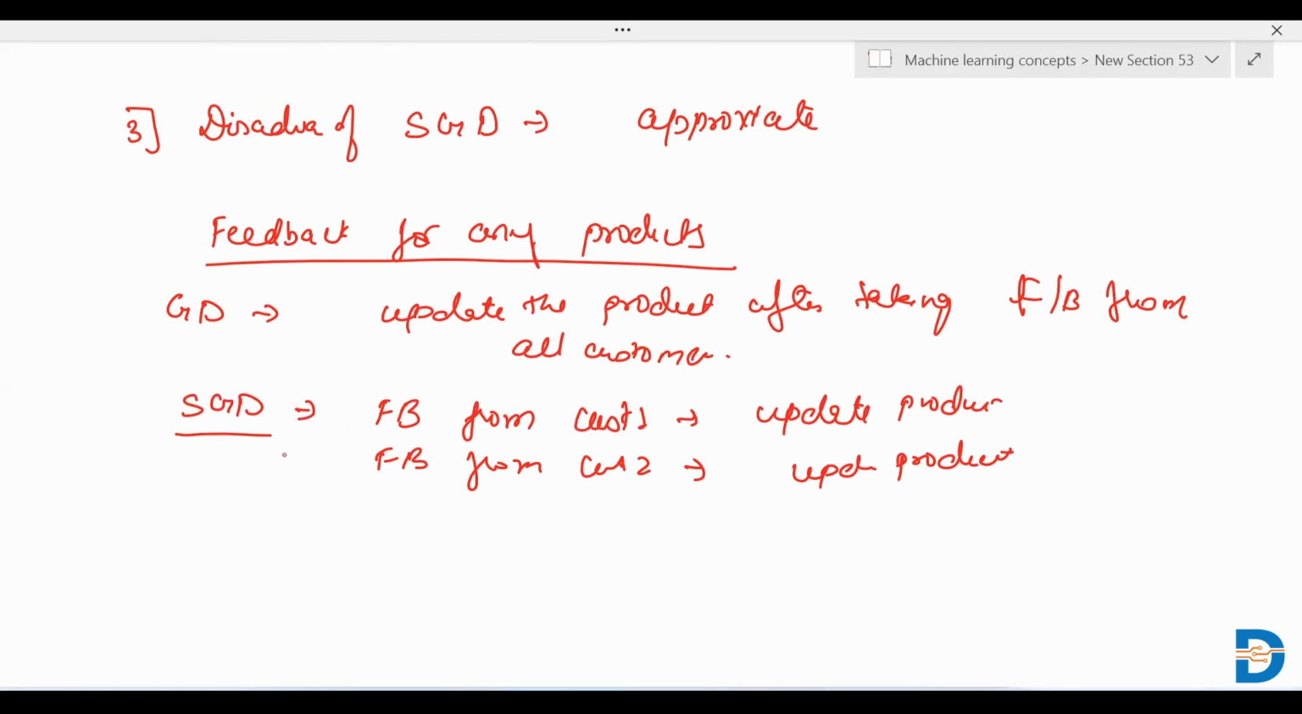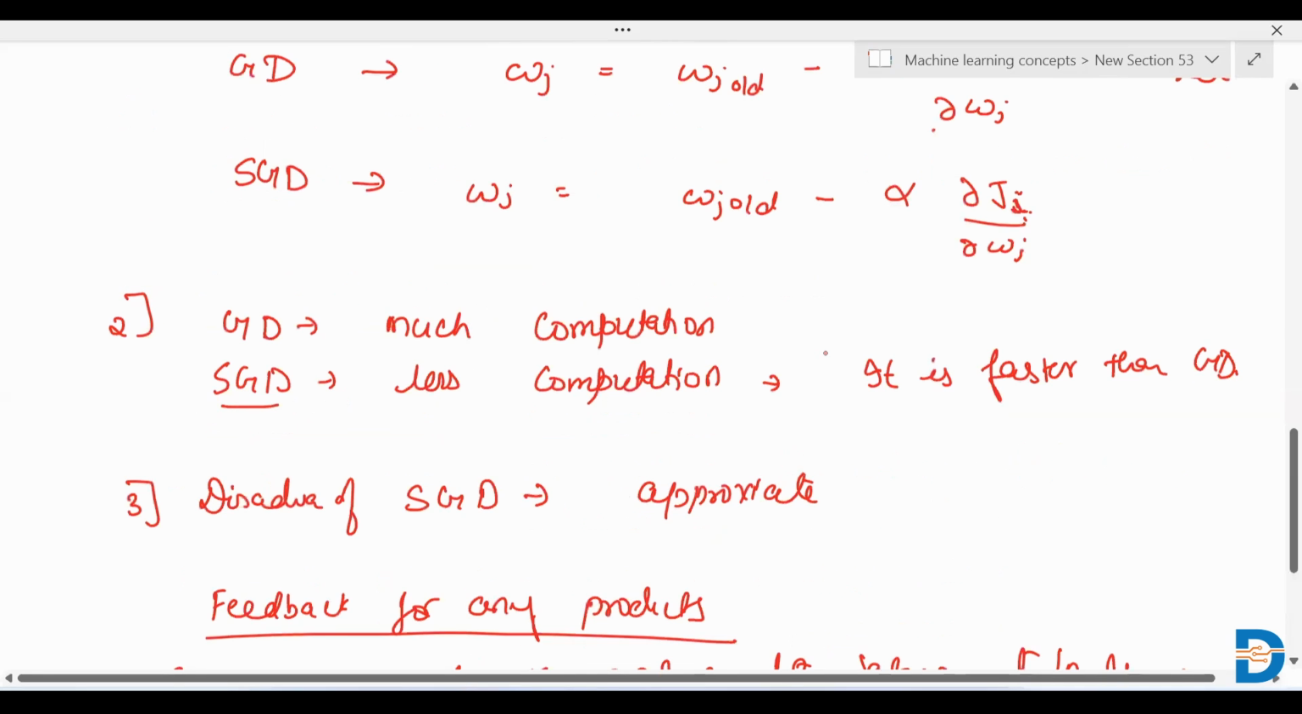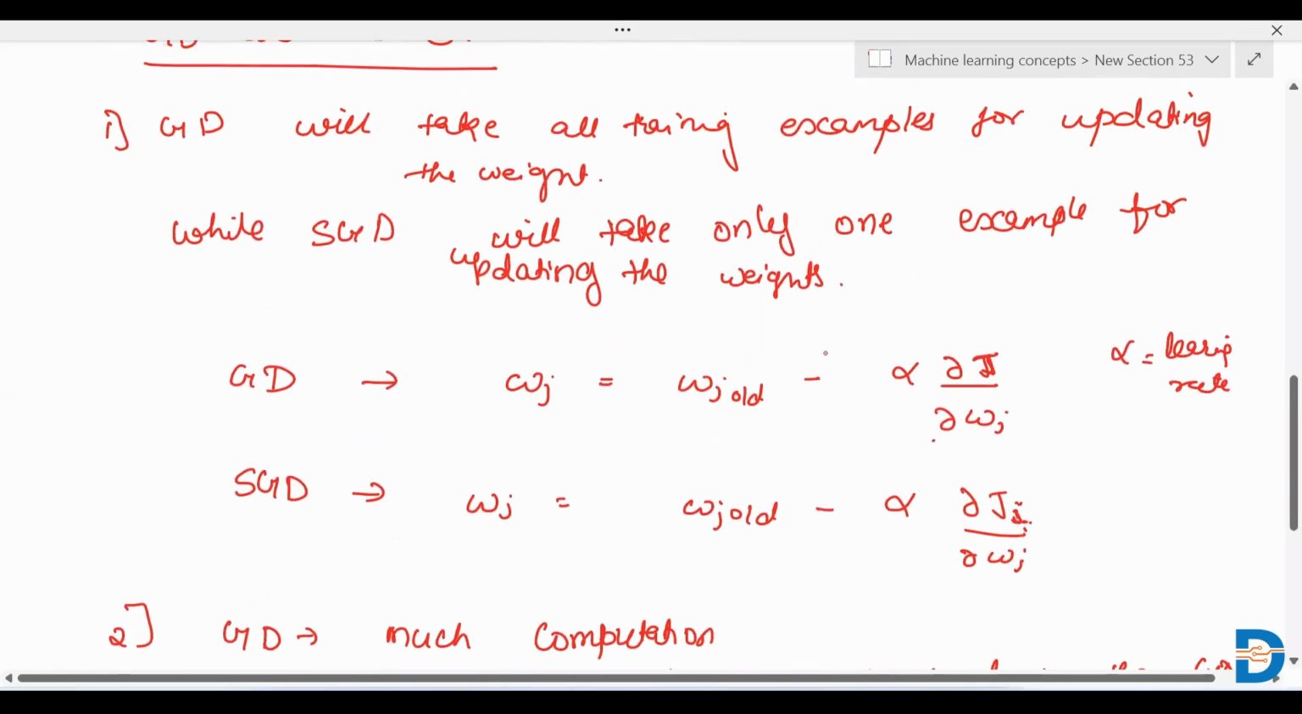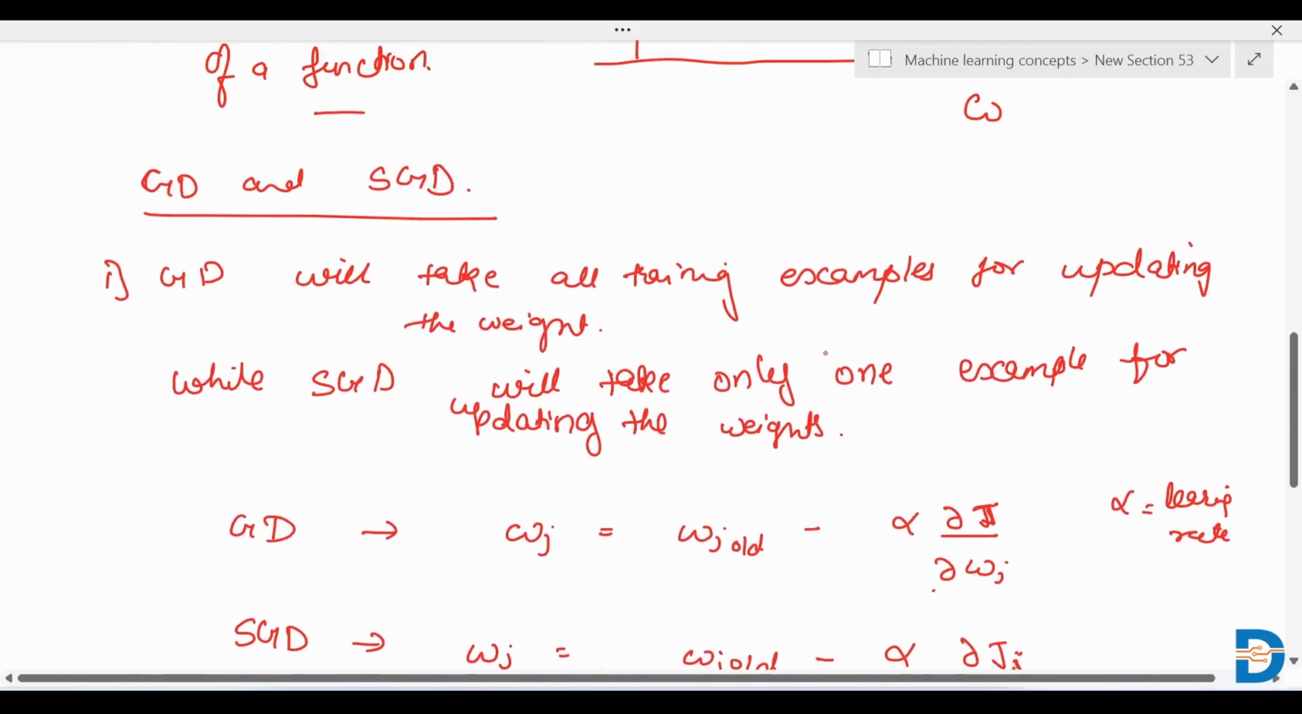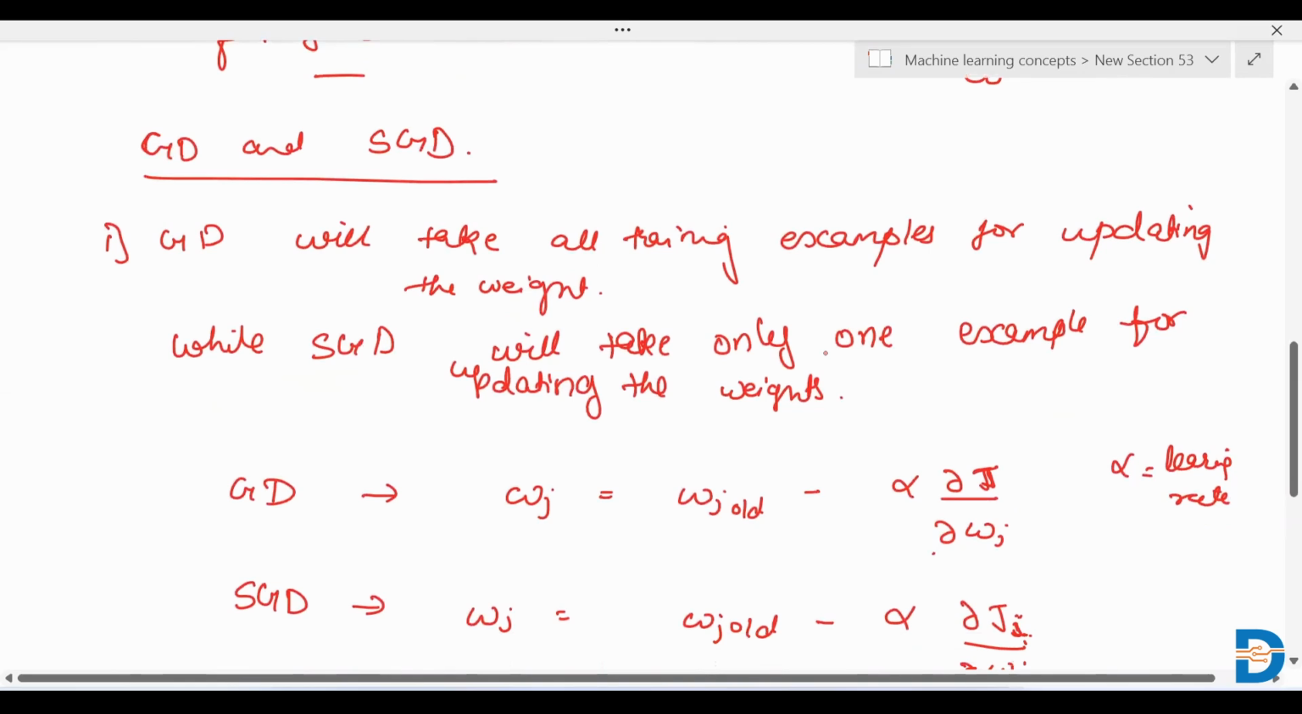From this example, you can understand that SGD is a better choice because we are getting an update at each and every step. While GD involves lots of computation, and only after taking feedback from all the customers do we update the product. So this is the basic difference between SGD and GD. This is all about GD and SGD. Thank you. Bye-bye.